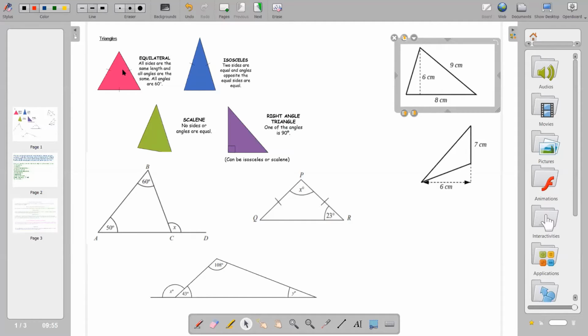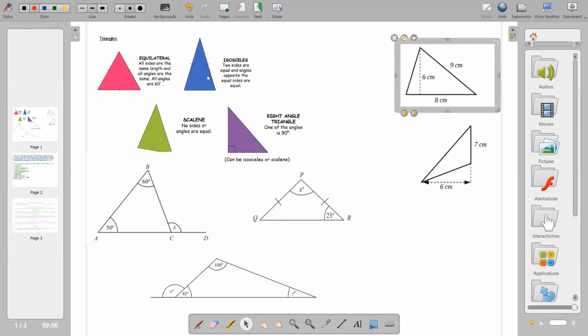With an equilateral triangle, you need to know that all sides are equal and all angles are equal. Now, the sum of interior angles of any triangle is 180 degrees. So on an equilateral triangle, each of the interior angles would be 60 degrees.